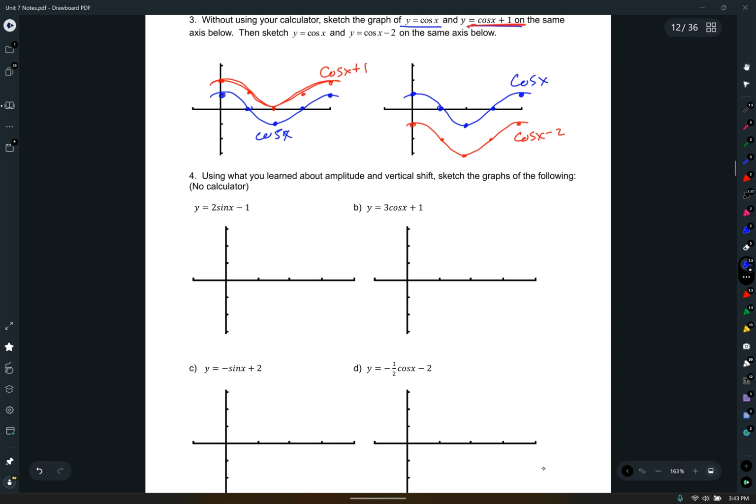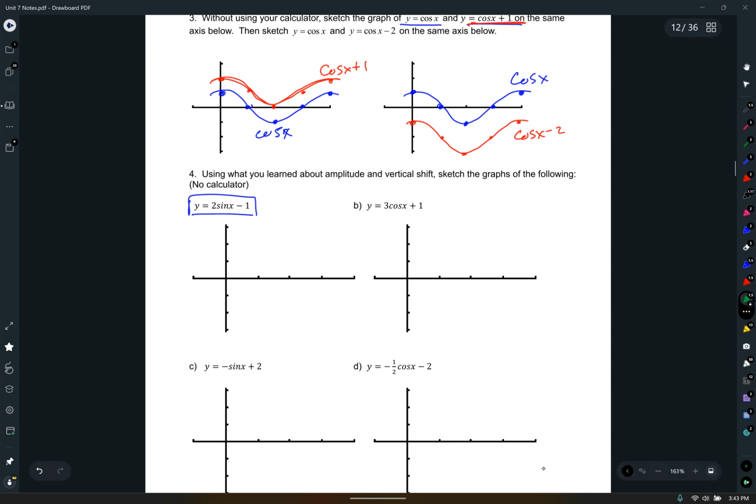Okay, so look at number 4. We're putting it all together. Now we're going to do amplitude and vertical shift. So here's what I suggest you do. When I go to graph this function, let's do it in 2 pieces. I want you to do this even on your homework. Don't try and go all the way to the end. Humor me. Let's start with the amplitude. We'll see what that comes out to be.